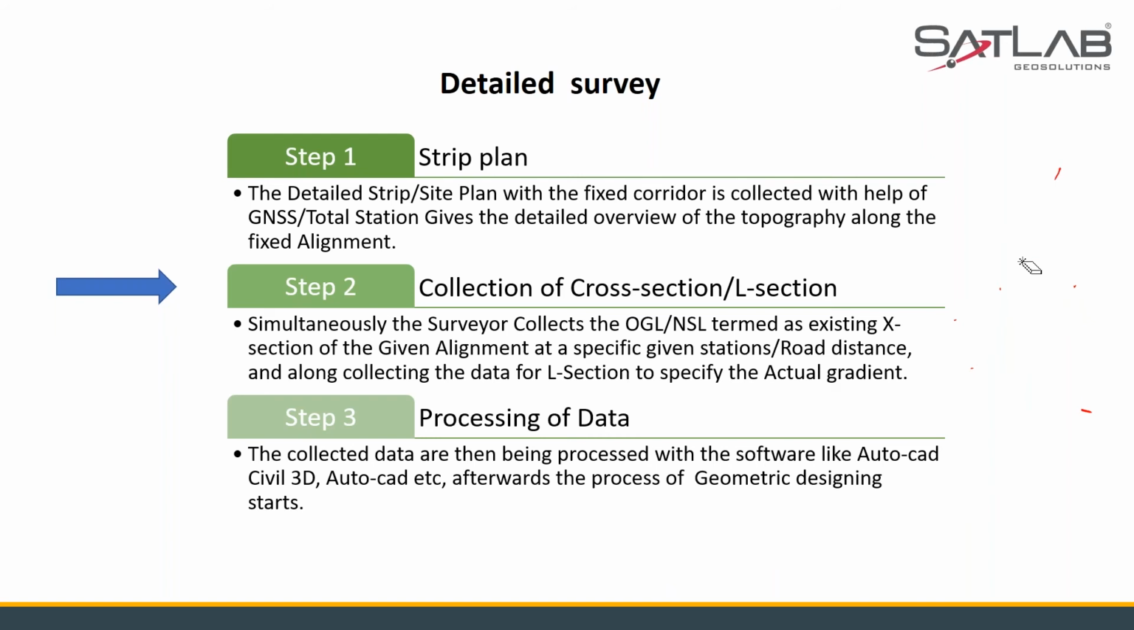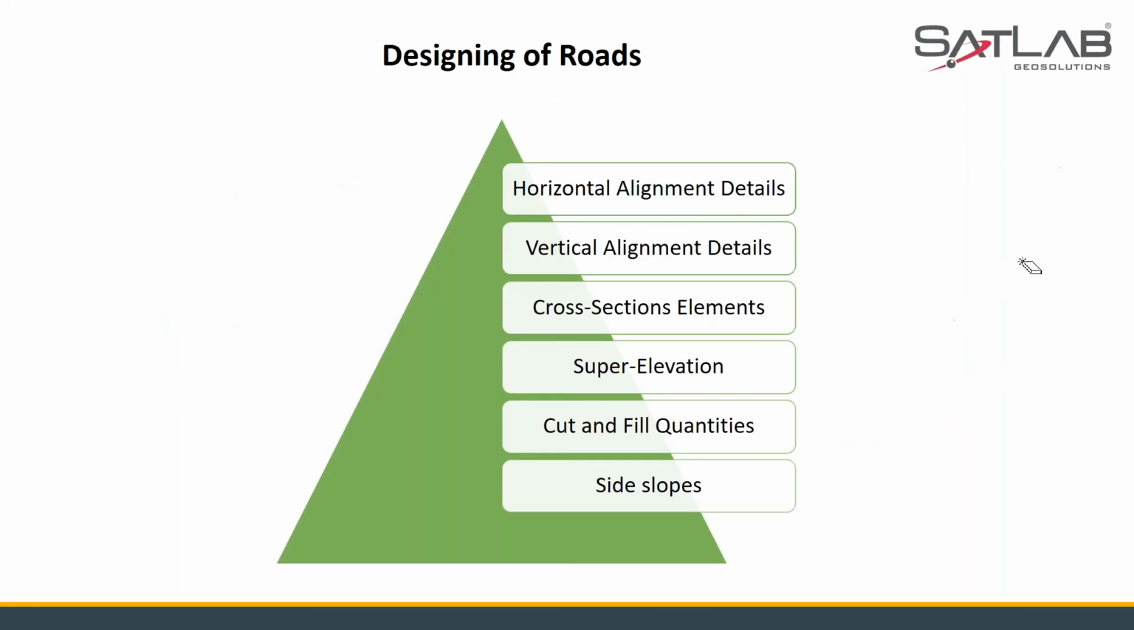Simultaneously, we are collecting the data for my L section, that is my longitudinal section. The cross section is the section along the width of the road, and the L section, the longitudinal section, is the section along the length of the road. So this will be my L section here. The L section helps us to fix the gradients and to design the profile.